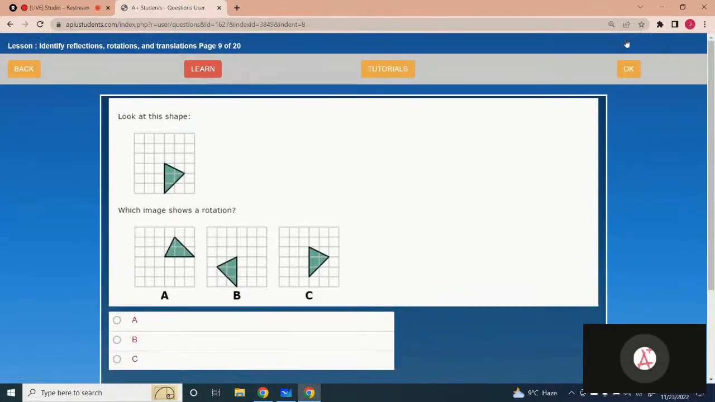Okay, look at this shape. Which image shows a rotation? So which of them shows a rotation? A is the rotation. Yes.